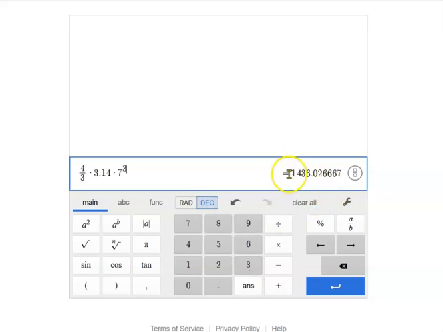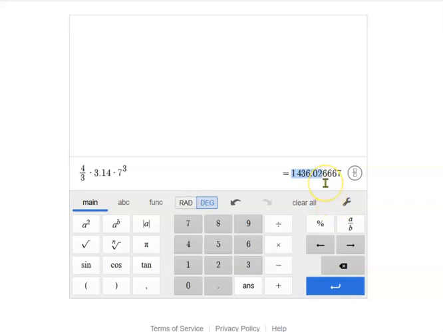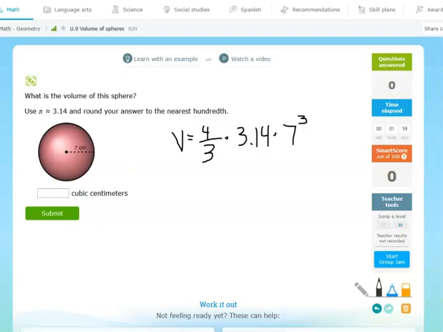They want us to round it to the nearest hundredth, so it'll be 1,436.02. The hundredths place is 2 digits to the right of the decimal point. But then I'm going to look at the next number over, which is a 6. 5, 6, 7, 8, or 9 means to round up. So 1,436.02 is going to get rounded up to 1,436.03. Let's go put that in. And we'll bump that up to a 3 and we'll submit.